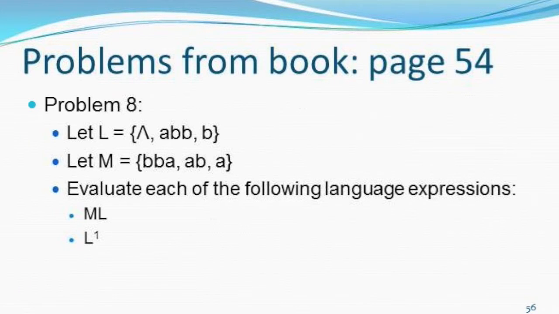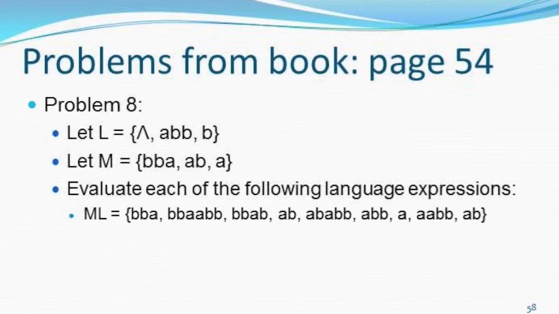Let's do another problem from the book, problem 8, page 54. So we're asked to let L equal this, M equal this, and it says evaluate each of the following language expressions just to figure out what they are. So if we start with ML, we just need to take the language product of this set with this set, this language with this language, right? If you do it out, here's what I get. You should check my work.